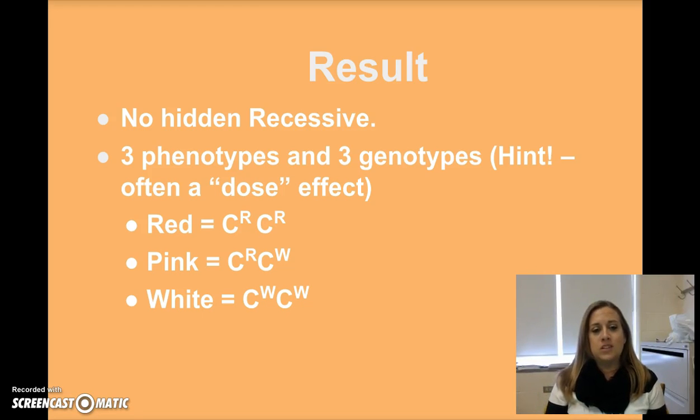The result of this is that you have no hidden recessive. You have 3 possible phenotypes and 3 possible genotypes. Again, we tend to see a dose effect. If you are heterozygous, you show the intermediate of the 2 colors, and then you can be homozygous red, homozygous white, or heterozygous, which will be pink.